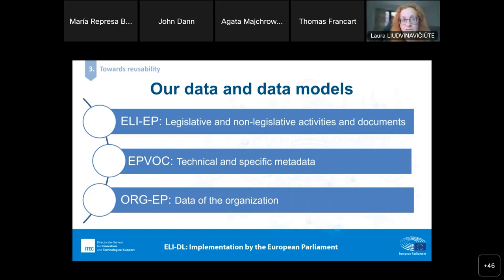However, like every organization, we also have some particular needs for describing more technical or specific metadata. For that purpose, we have created a limited number of custom properties and classes in a small ontology, the so-called EPVOC. On top of that, we built a dedicated data model for describing the organization of the European Parliament, the so-called ORGP, also formalized with SHACL. Next, please.